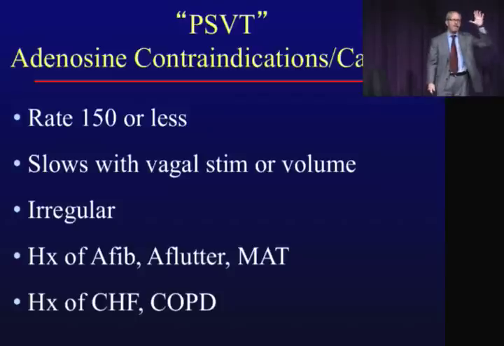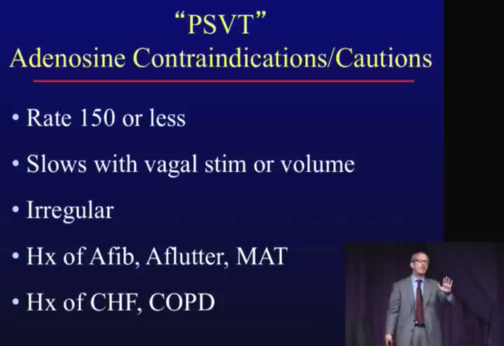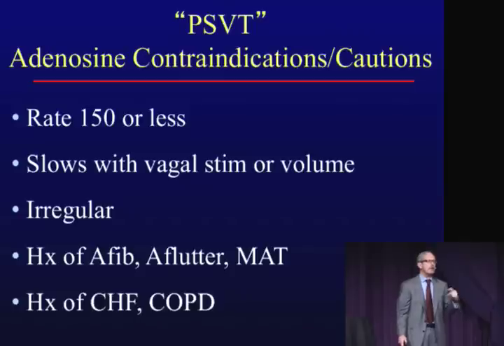So, there are 5 contraindications to the benign drug adenosine, which is a great drug. Number 1, if someone has a rate of 150 or less, assume atrial flutter 2 to 1 till proven otherwise. Less than 150, it ain't PSVT. I know there are rare cases. Please, I don't want to hear about someone who's on a sodium blocker. In general, not PSVT. If it slows, not breaks, if it slows with vagal stimulation or volume, it's called sinus tachycardia.